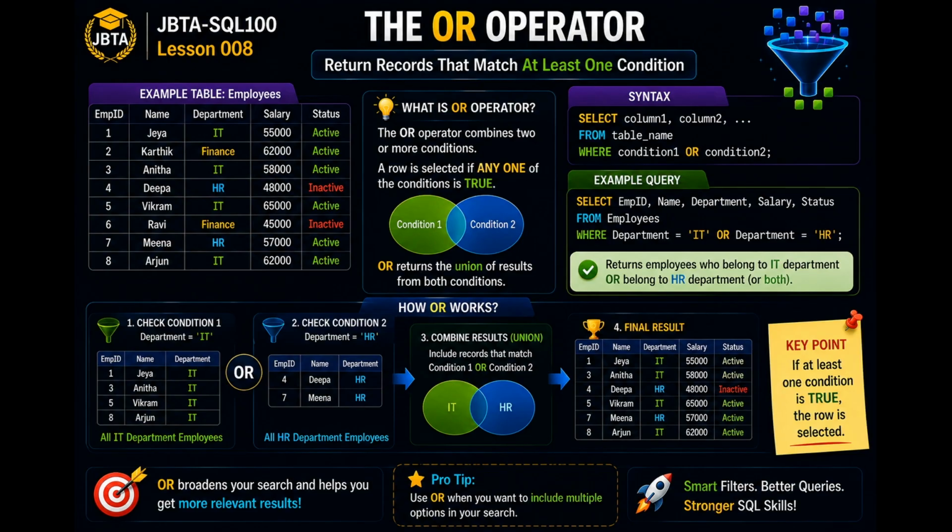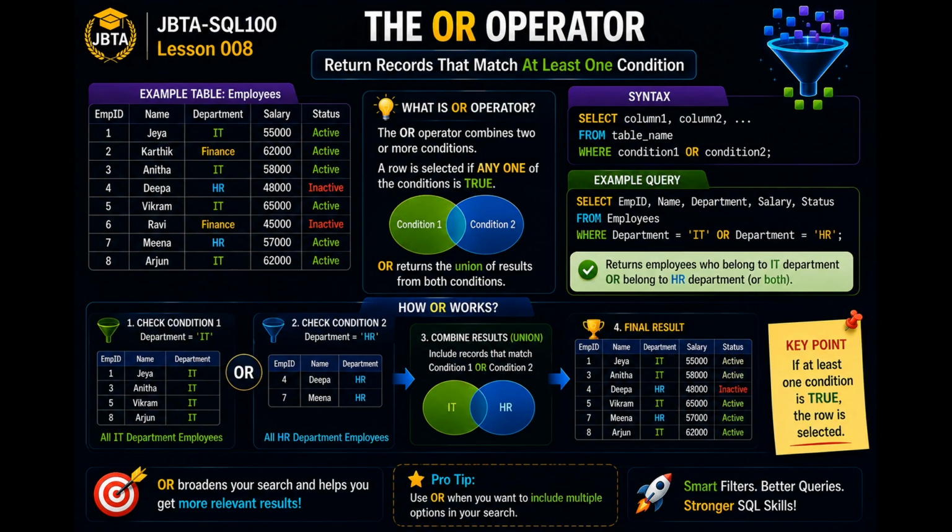Notice the difference between AND and OR. The AND operator makes your search more specific by reducing the number of results. The OR operator makes your search broader by including records that satisfy either condition. You can think of OR as giving SQL Server multiple acceptable choices. If the row matches condition 1, it is returned. If it matches condition 2, it is also returned. If it matches both conditions, it is still returned only once. This makes the OR operator very useful whenever you want to search for multiple possible values in a single query.